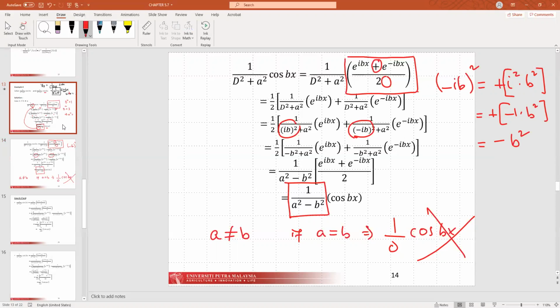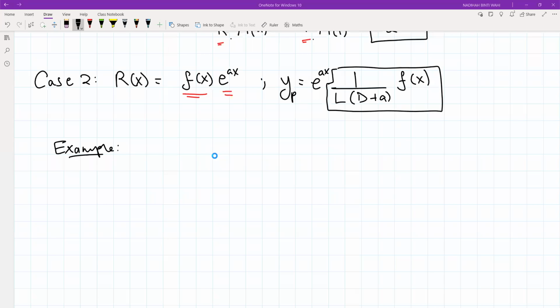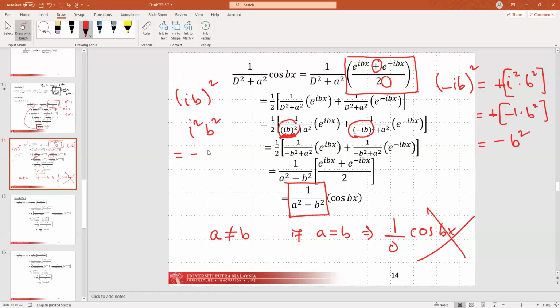Okay, sama juga dengan yang kat sini. Kalau dia positif, so if you look at this one, ib kuasa 2 jadi i kuasa 2, b kuasa 2, so this is just minus b squared. Okay, terima kasih. Sama.